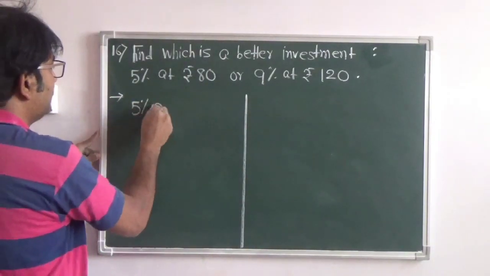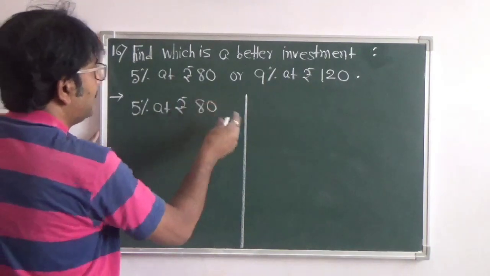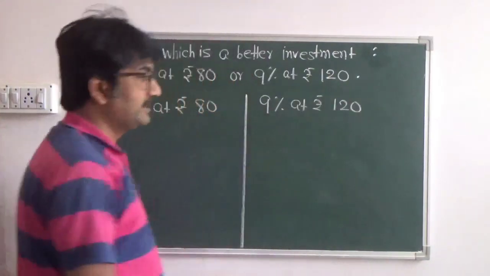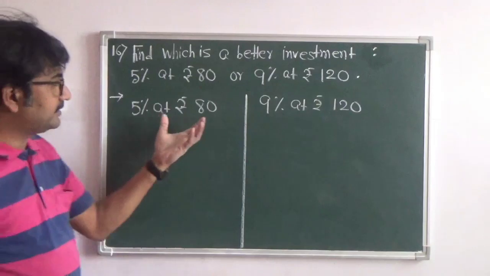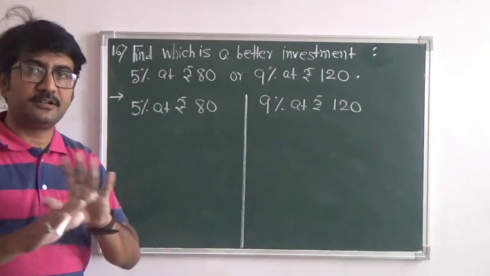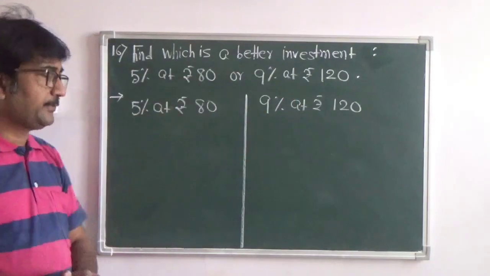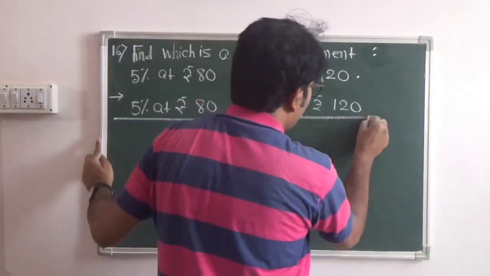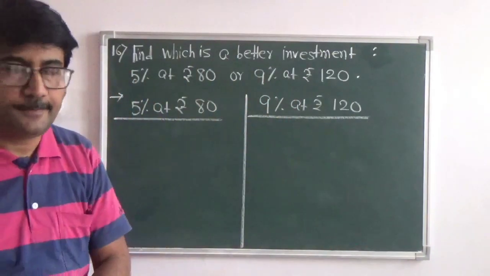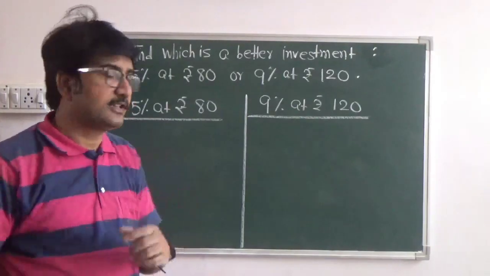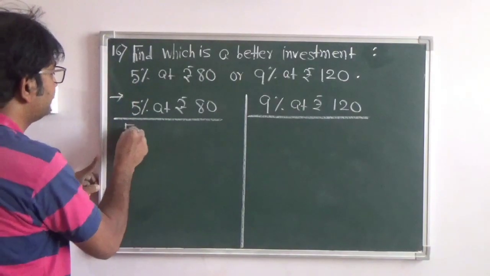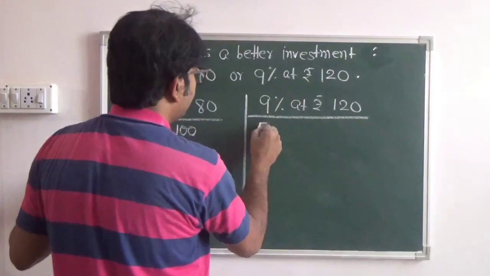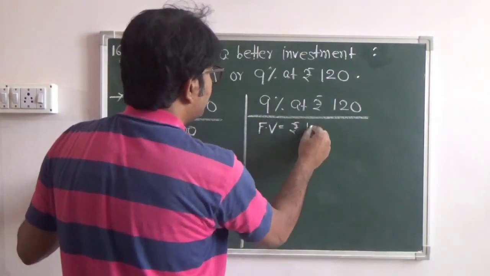5% at rupees 80, and this is 9% at rupees 120. So here one thing we notice, that the face value or the nominal value is not mentioned in the question. If the face value, or the par value, is not mentioned in the question, we take it as rupees 100, right? So we will take face value equals rupees 100. Here also we will take face value equals rupees 100.